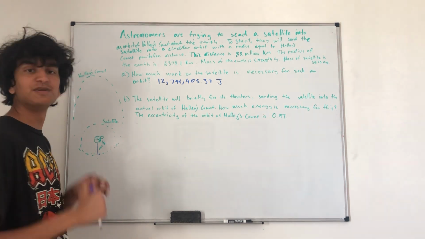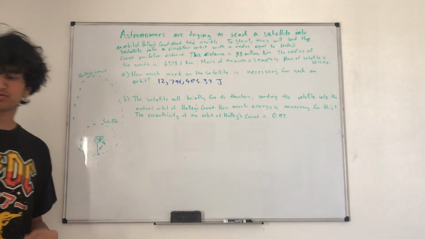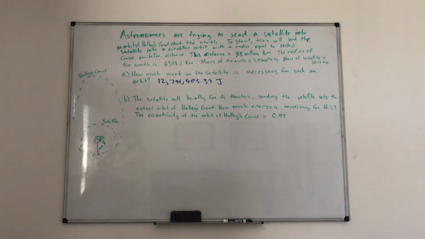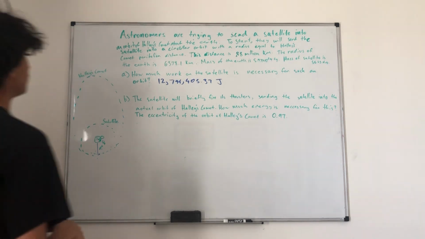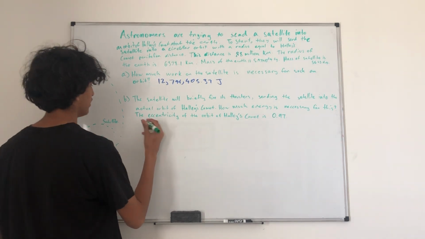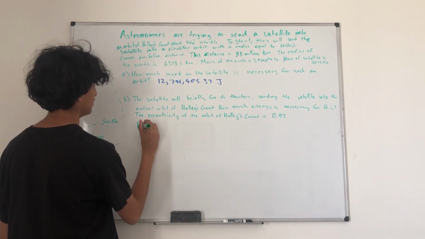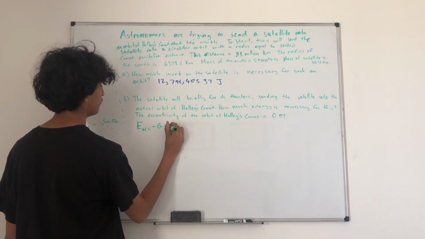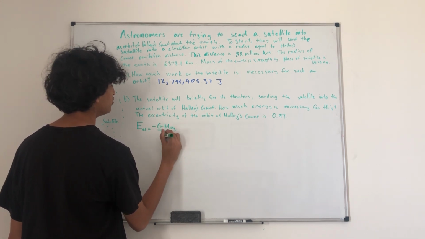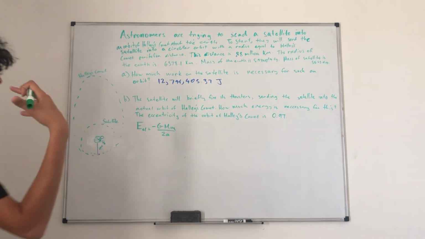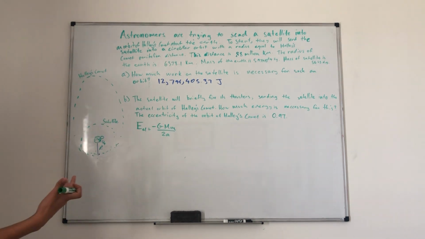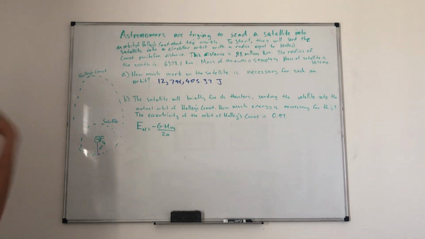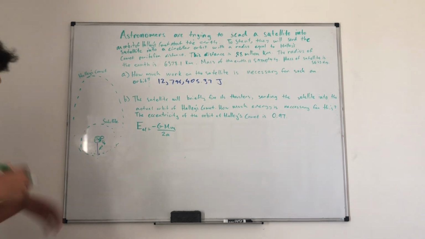Elliptical orbit. I wanted to keep this consistent. I don't know why I'm using blue. This is a marker I want. So it's going to be the orbit in an ellipse. For an elliptical orbit, the energy is going to be negative G m1 m2 over 2a, where a is the semi-major axis of the ellipse. You can watch the last video to see how I derived that.